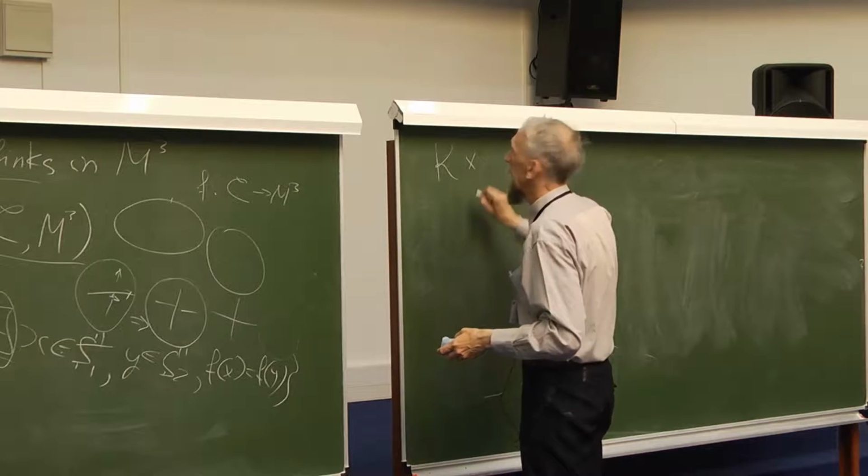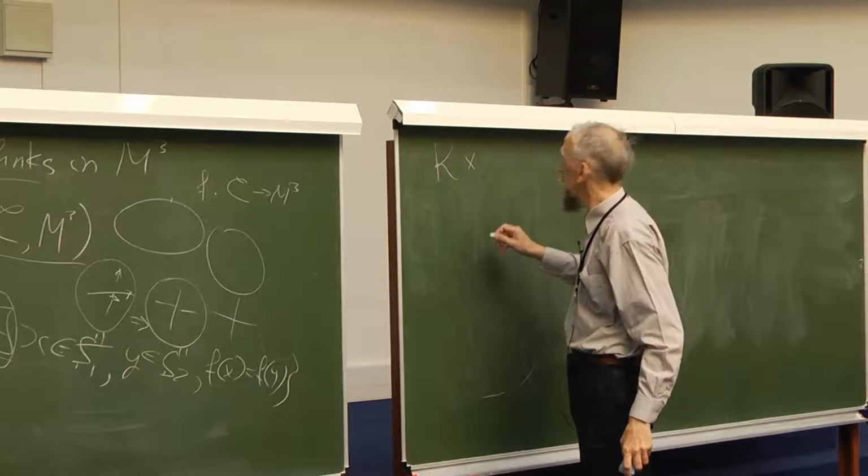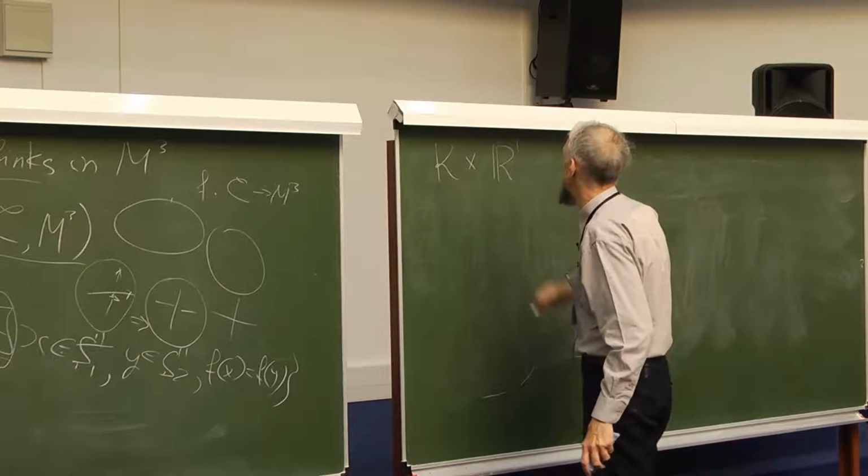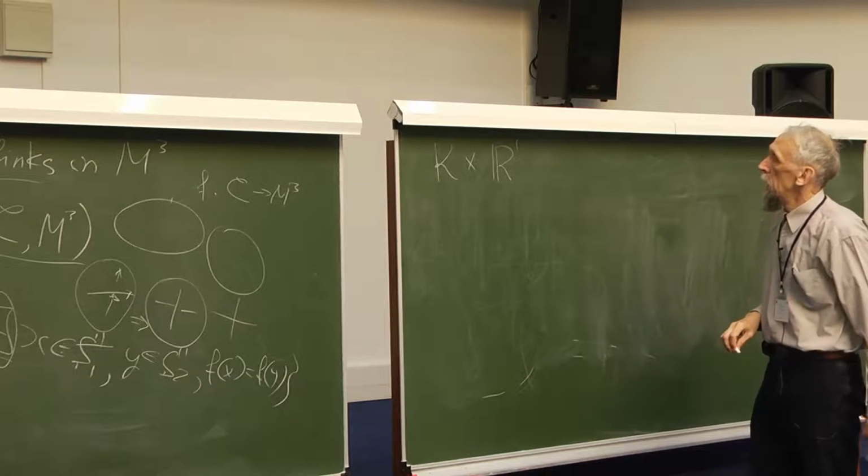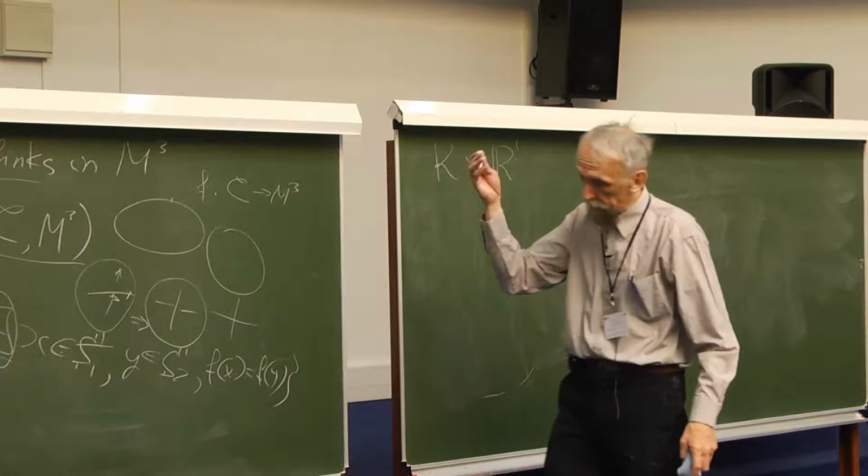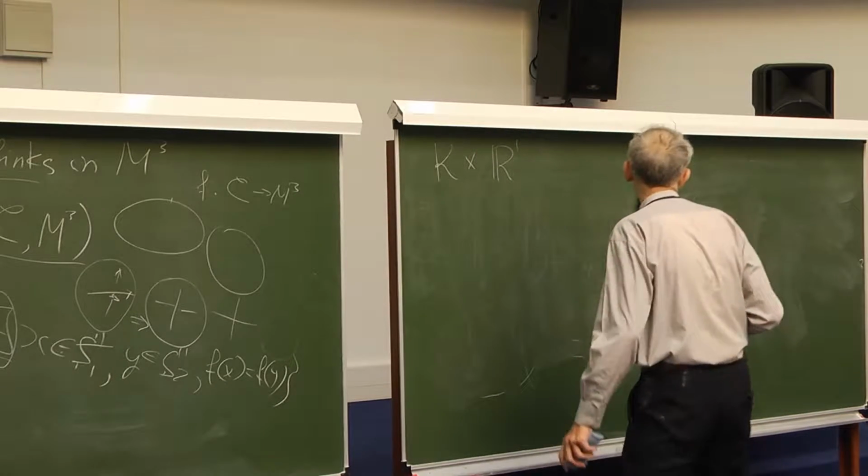But already in the next complicated case, when we have the Klein bottle, we get a lot of invariants which can solve many problems.